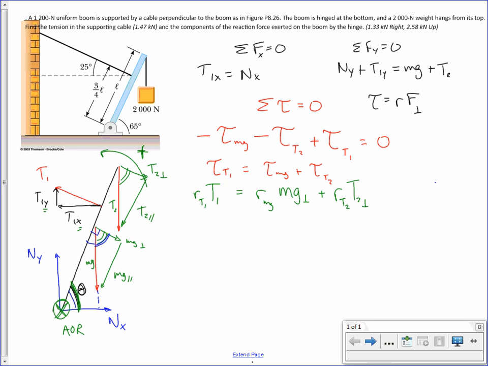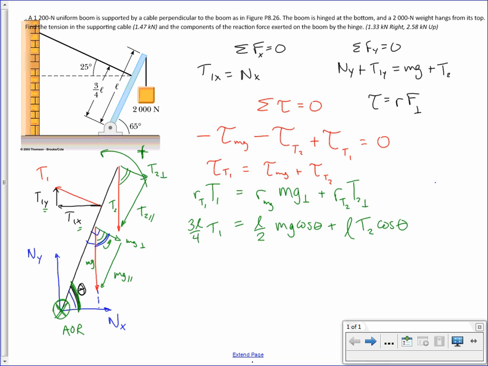Let's see. r to T1 is 3L over 4. r to mg is L over 2. By definition, weight force acts at the center of mass. Now, mg perpendicular is mg cos theta. The reason is mg perpendicular is adjacent to this angle, right? And I know if mg points down and we use cosine, T2 points down, we're going to use cosine also. That acts all the way at the end, so r is the full length L times T2 cos theta.